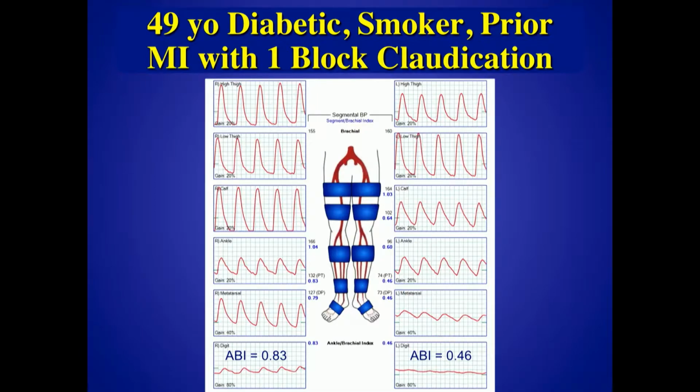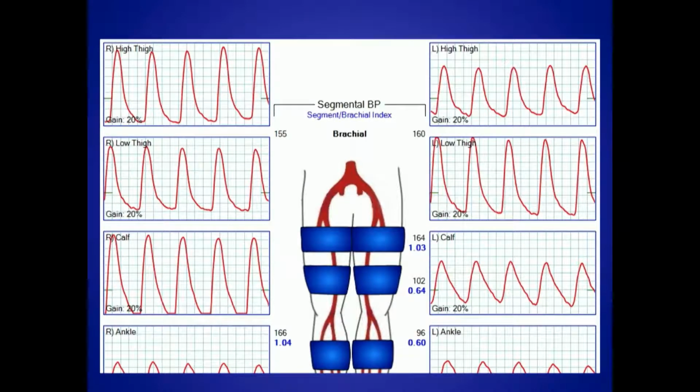Just looking at this in a little bit more detail, you can now start to see the numbers, and you can see that there's a big pressure drop from the high thigh to the low thigh. We lose about 60 millimeters of mercury, and anything over 20 millimeters of mercury is considered significant. The other thing we notice here is on the pulse volume recordings, we're losing amplitude as we get to that calf area. You can see normal amplitude at the thigh, and then when we get to the left calf, it starts to decrease. And notice, tardus parvus.